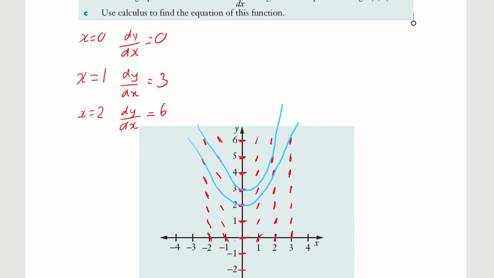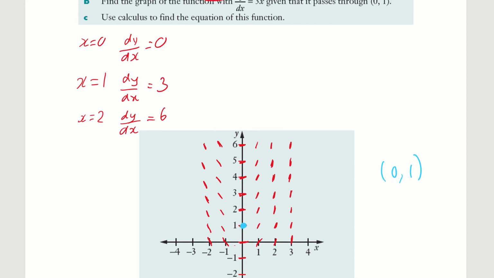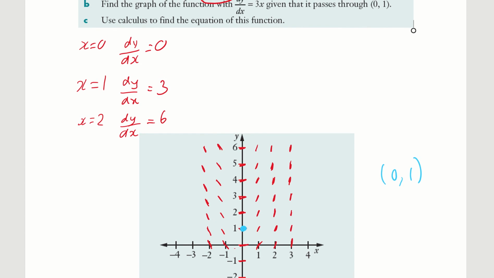But this question in particular has given us a point. It's told us that this parabola passes through the point (0, 1), which I know it passes through here. So it says find the graph of the function. It's just getting you to sketch, following your slope field, the graph of that as best as you can. Remember, when you hit one of those, they should be a tangent to your curve. All right, so there's part B.